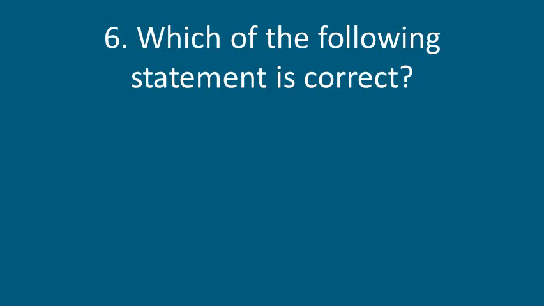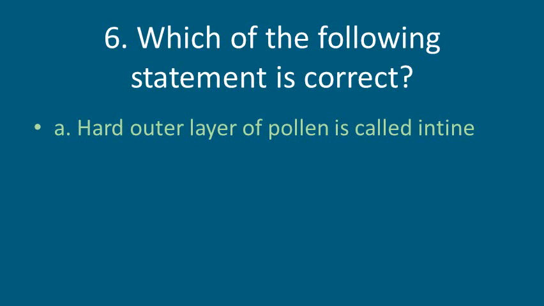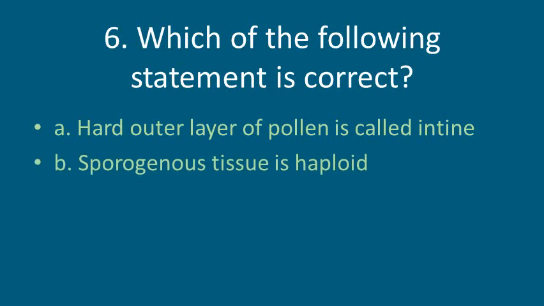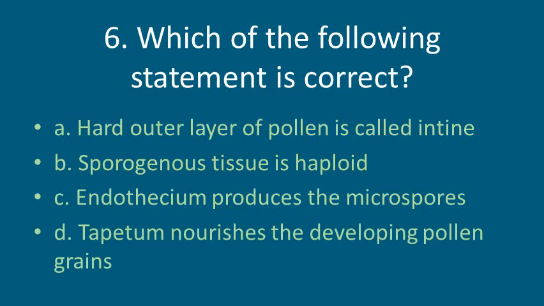Question number 6. Which of the following statements is correct? Option A, hard outer layer of pollen is called intine. Option B, sporogenous tissue is haploid. Option C, endothecium produces the microspores. And option D, tapetum nourishes the developing pollen.